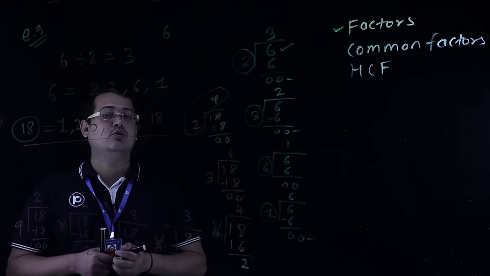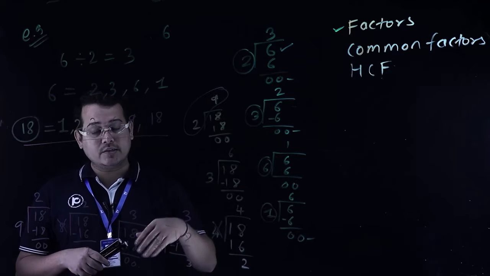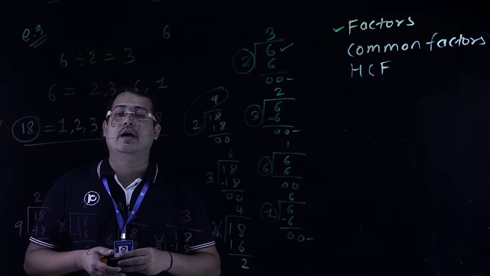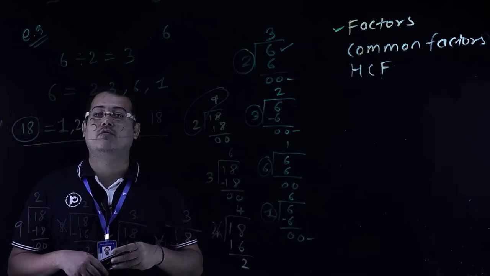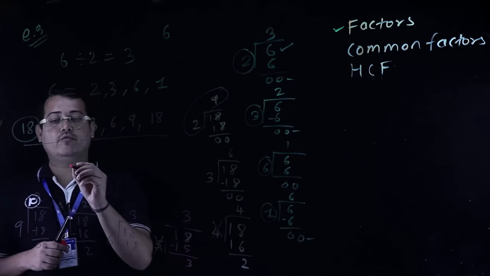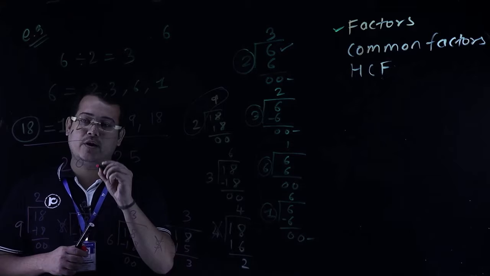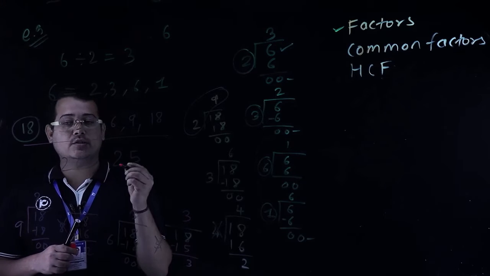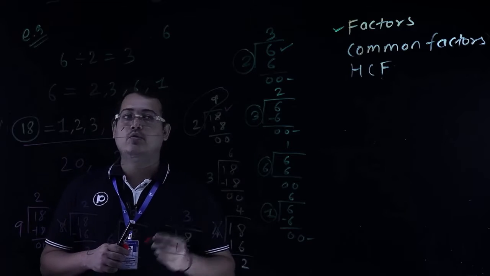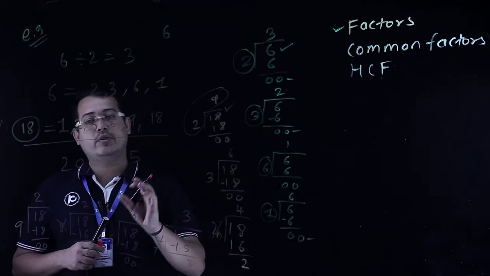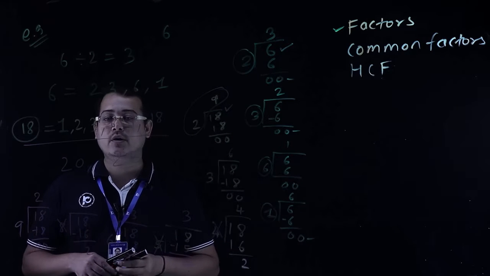I hope the first topic is very clear. What is a factor? A factor is a number that divides another number without leaving any remainder. This way we can find the factors of any number. You can find the factors of 20, 25, or even bigger numbers like 100, but the method is the same. You can shorten this method and do it orally also, but this is the way to find the factors of a given number.